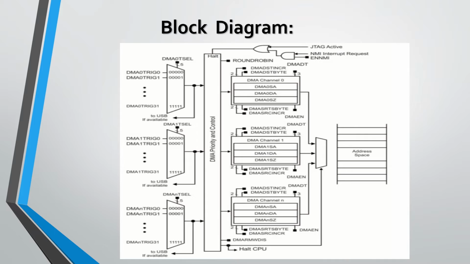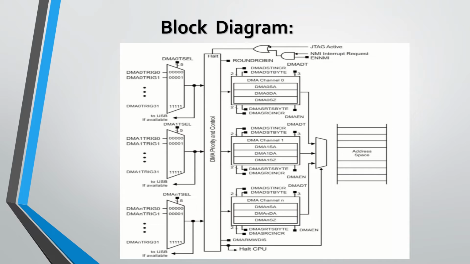This is the block diagram of DMA controller. The DMA controller has 3 channels, DMA channel 0, 1 and 2. The address space is a way to transfer the data from one channel to another channel. The DMA channel has 3 registers: one is DMASA, DMADA and DMASZ. DMASA is the DMA source address, DMADA the destination address, and DMASZ the block size of the transfers.